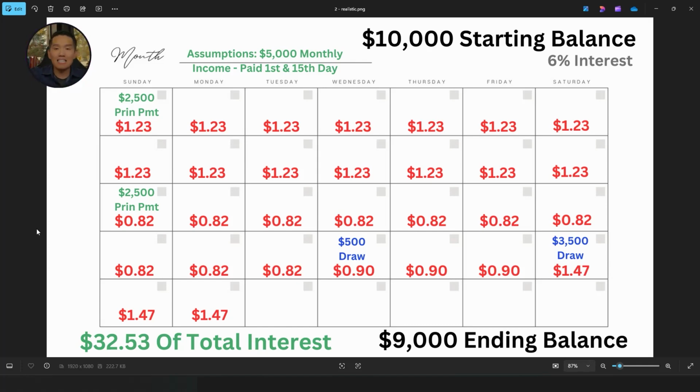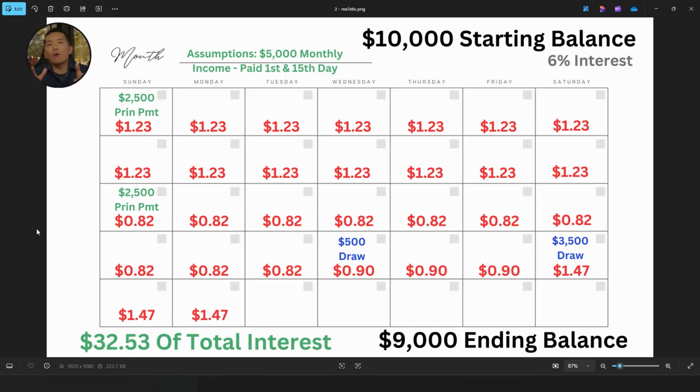Same starting balance, $10,000, same exact interest rate of 6%, and exact same ending balance at $9,000. I have not changed any of those parameters. They're all gonna remain the same. But what happens in the middle is where the quote unquote magic happens, okay? It's not magic, it's just math, right?